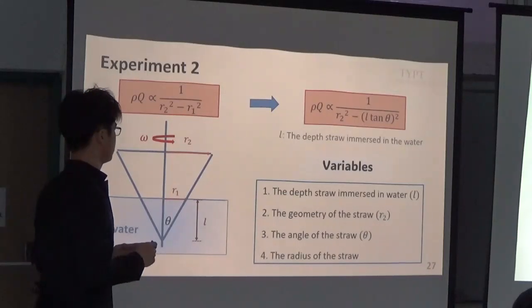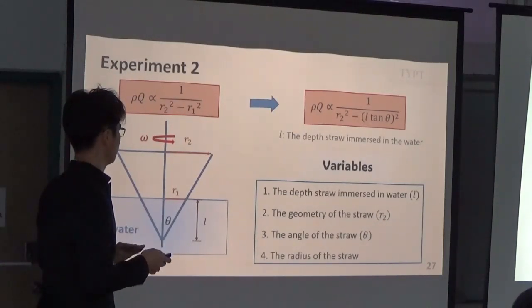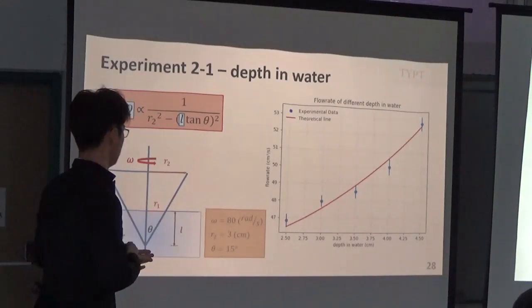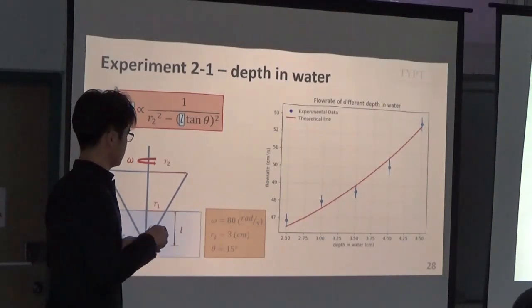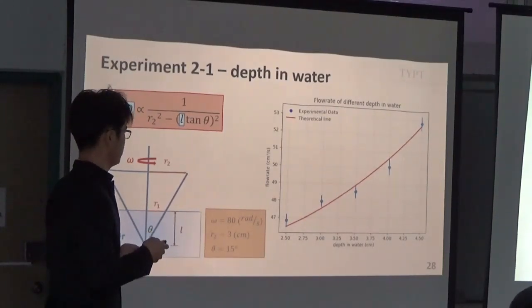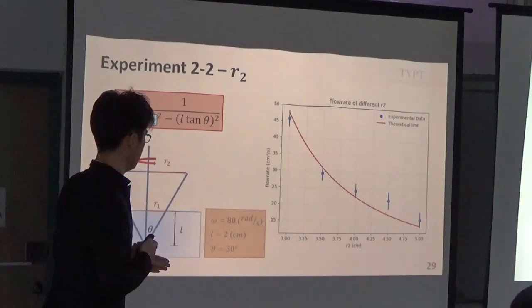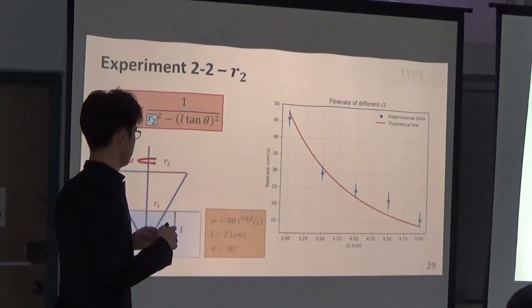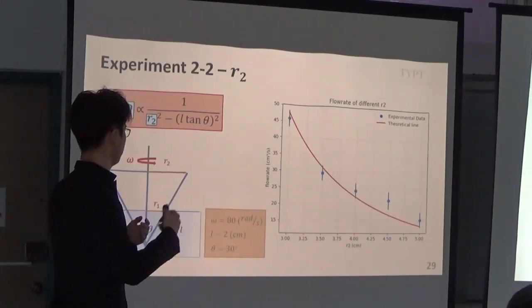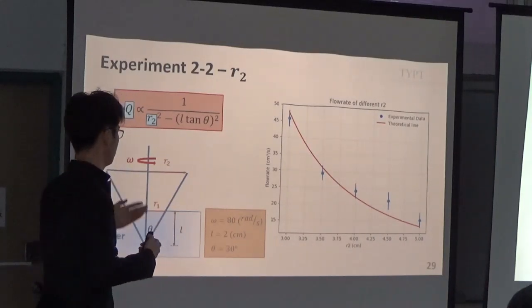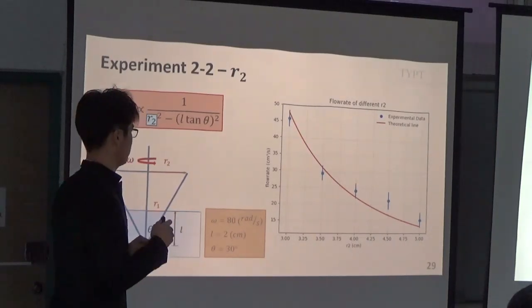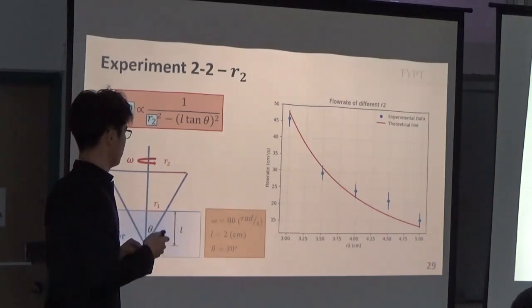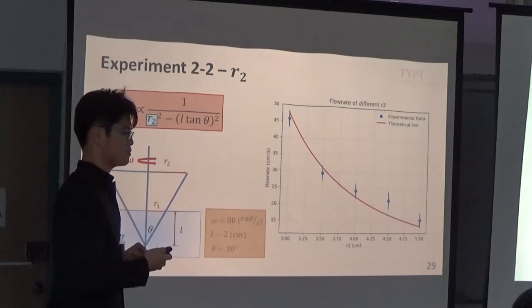So I would like to analyze how the relevant parameters affect the pumping speed here. I found that the depth the straw is immersed in the water is actually positively correlated to the flow rate. And R2 here, which means the upper radius of the straw, just like in this graph. When the upper radius of the straw becomes longer, the flow rate will become lower.